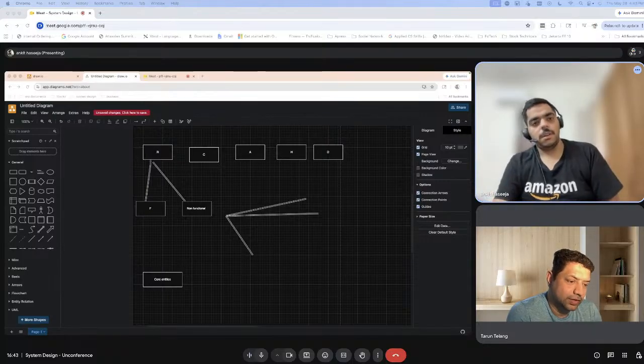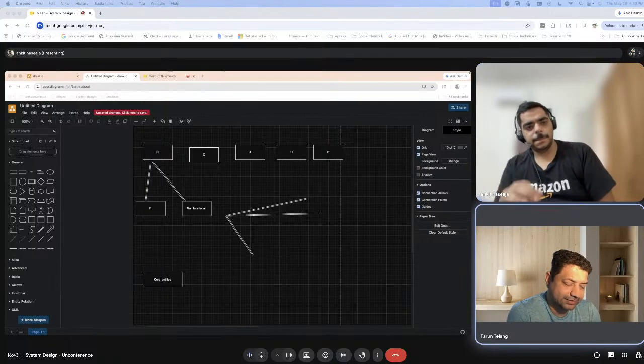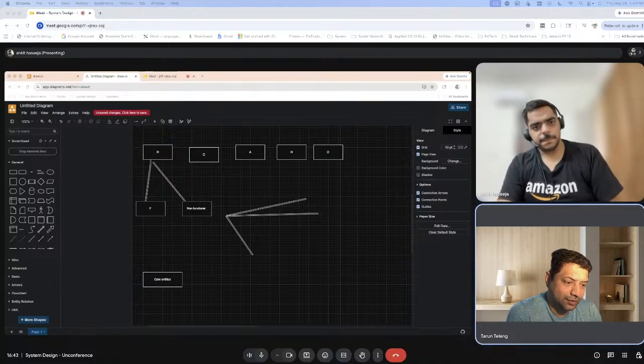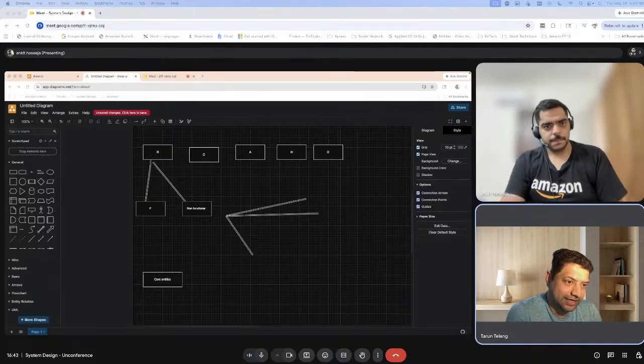Okay, so let's talk about deduplication. What algorithm or what hashing technique will you use in deduplication?